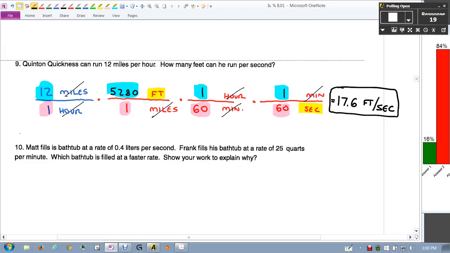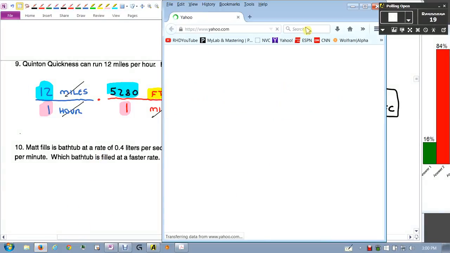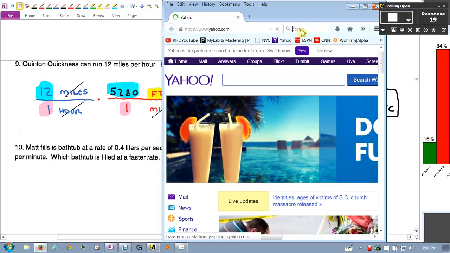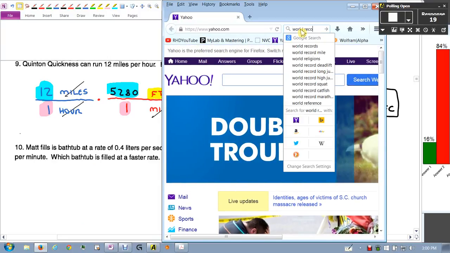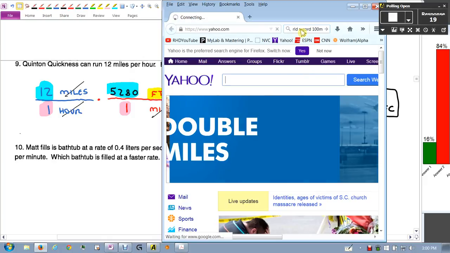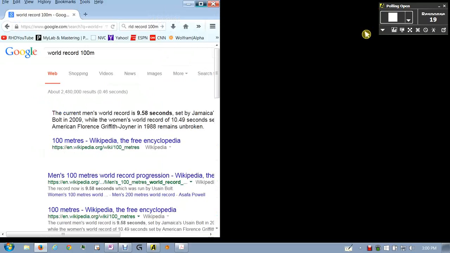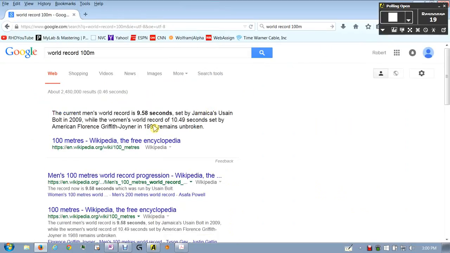What is the record? What is the world record for the 100-meter dash? What's the world record? Anyone know? Well, we could look it up real quick. World record, 100 meters. Men's. The current men's world record is 9.58 seconds. Okay, so how fast was he running in miles per hour?